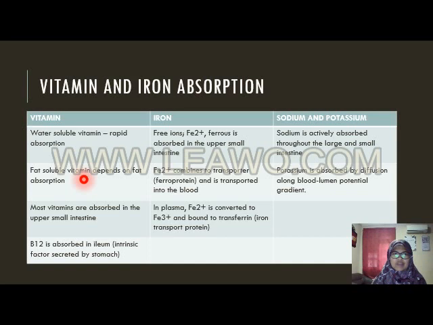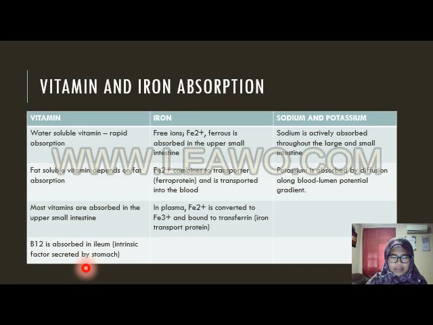Okay, now we are moving to vitamin and also iron absorption. For water-soluble vitamins, they will be rapidly absorbed into the small intestine cells. However, for fat-soluble vitamins, the absorption depends on the fat absorption. Most vitamins are absorbed in the upper small intestine. With the exception of vitamin B12, it is absorbed in the ileum at the end part of the small intestine with the presence of intrinsic factor that is secreted by the stomach.